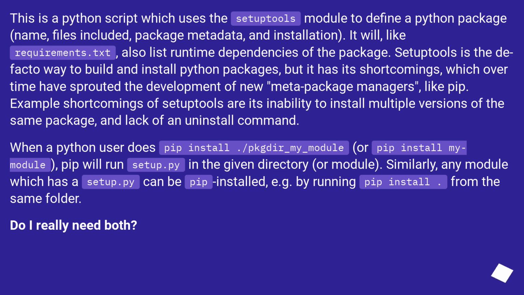Example shortcomings of setuptools are its inability to install multiple versions of the same package, and lack of an uninstall command. When a Python user does pip install /path/to/my_module, or pip install my_module, pip will run setup.py in the given directory, or module. Similarly, any module which has a setup.py can be pip installed, for example by running pip install . from the same folder.